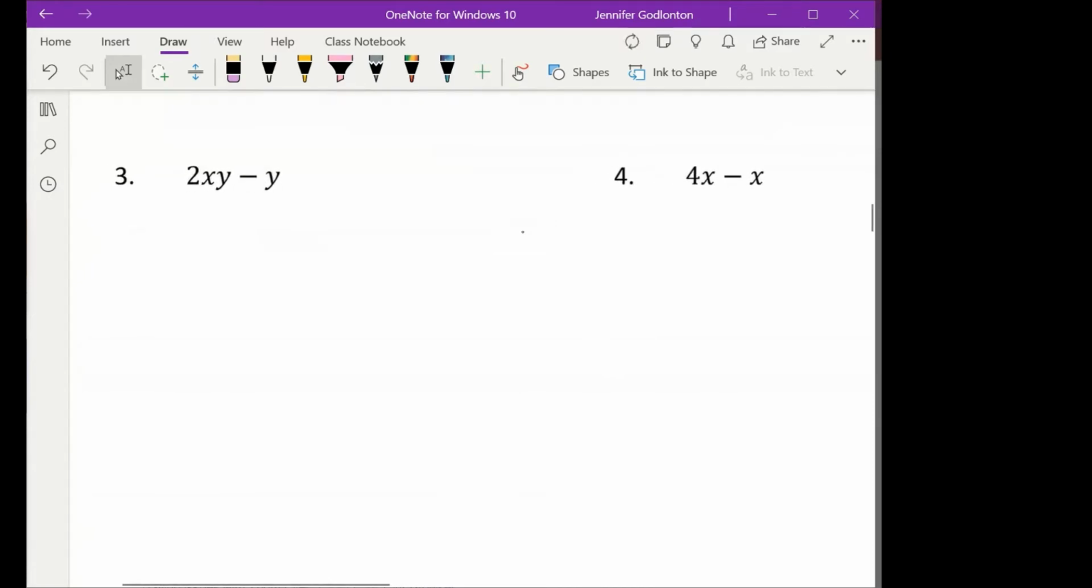Since you guys are being brain buffs, I've got question 3 and question 4 up here on the board. Let's see what answers you have. So once you have figured out the answers to 3 and 4, I'd love it for you to put them in the chat for me. Or if you're feeling brave, you can unmute yourself and talk me through either of these answers. Let's see how they go. So I would like the answers for question 3 and the answers for question 4.